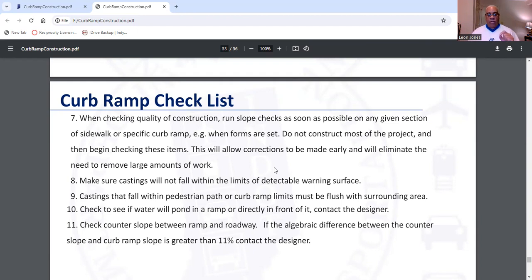Also, check to see if water will pond in a ramp or directly in front of it. And if it does, contact your designer and check the counterslope between the ramp and roadway. If the algebraic difference between the counterslope and the curb ramp slope is greater than 11%, you've got a problem. Contact your designer.